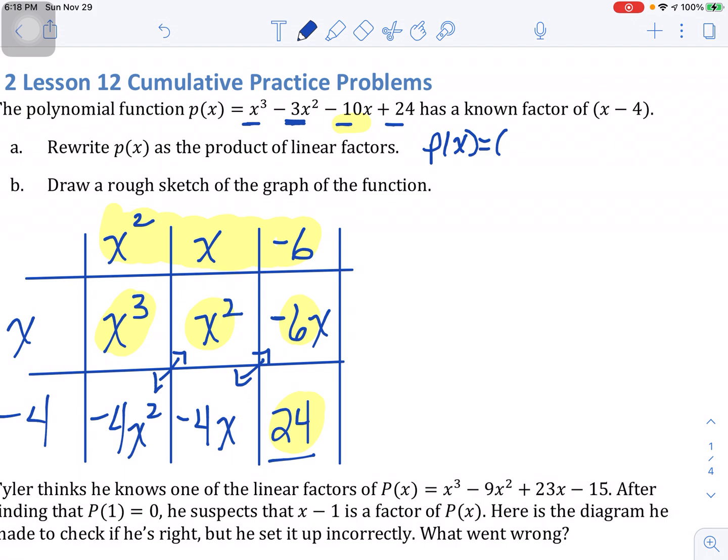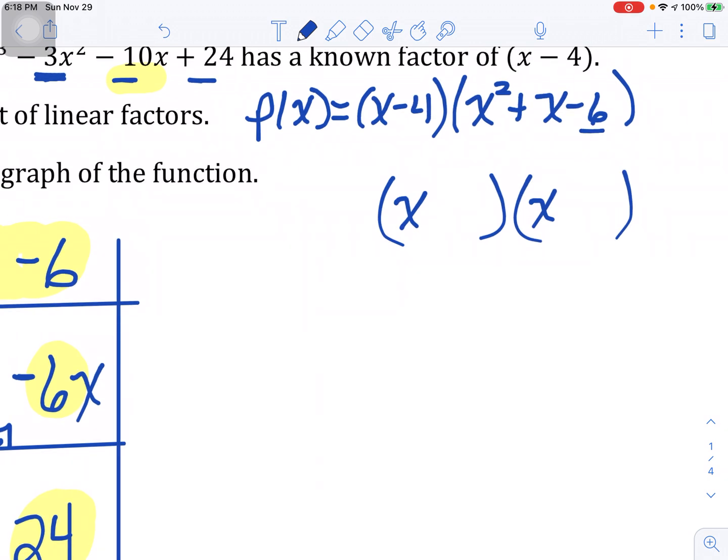Getting ahead of myself there. Times x squared plus x minus 6. And then we need to factor that quadratic, and you can do that using your guess and check. So I'm going to make 2 linear factors here, and these terms both have to be x, and I'm going to have to multiply to get negative 6, but add to get a positive 1 here. So that would mean I'd probably want to use positive 3 and a negative 1.